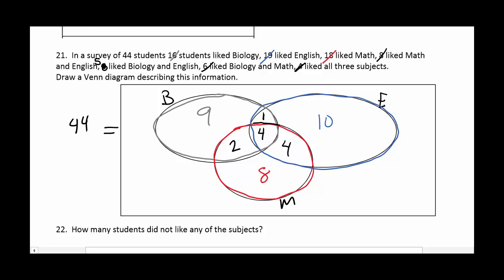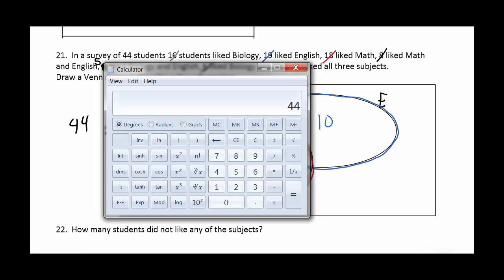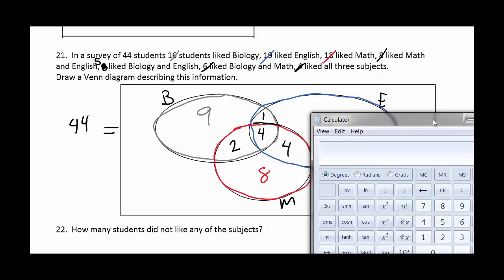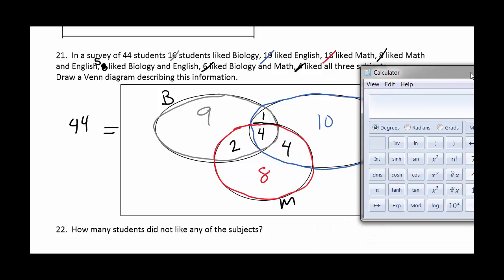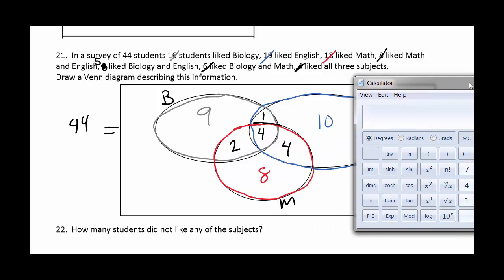All right, and so now I've got all that organized. So now the question is, I know there's 44 total, how many are left? I've figured out who likes biology, who likes English, who likes math, but how many have I not accounted for? So I'm going to have to add up all of these numbers and just see for myself what we have here.